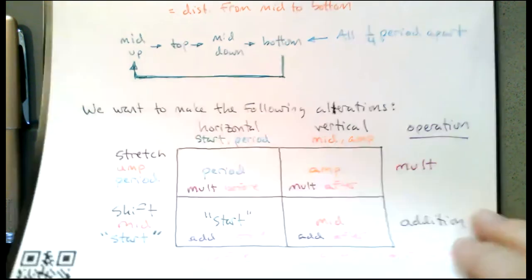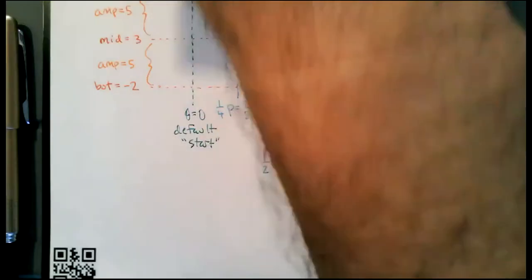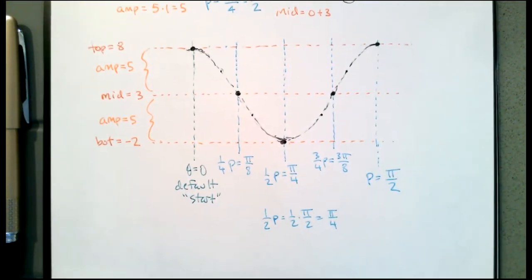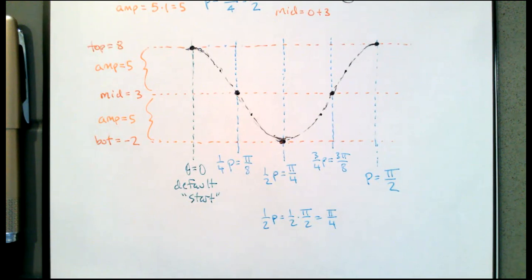Oh, the 8 and the -2 came from the fact that I knew the middle was at 3. We figured out the middle needed to be at 3, and the amplitude was going to be 5. So if we start off at the middle of 3, the distance to the top is 5. That'll put us at 8. So 3 plus 5 is 8. And 3 minus 5 will give us the -2. So I want the distance from the middle to the top and the middle to the bottom to be 5.